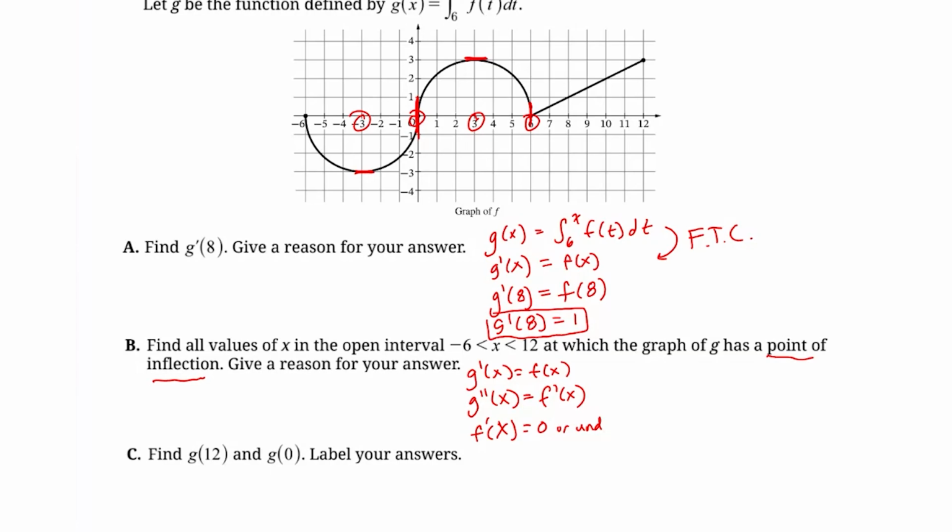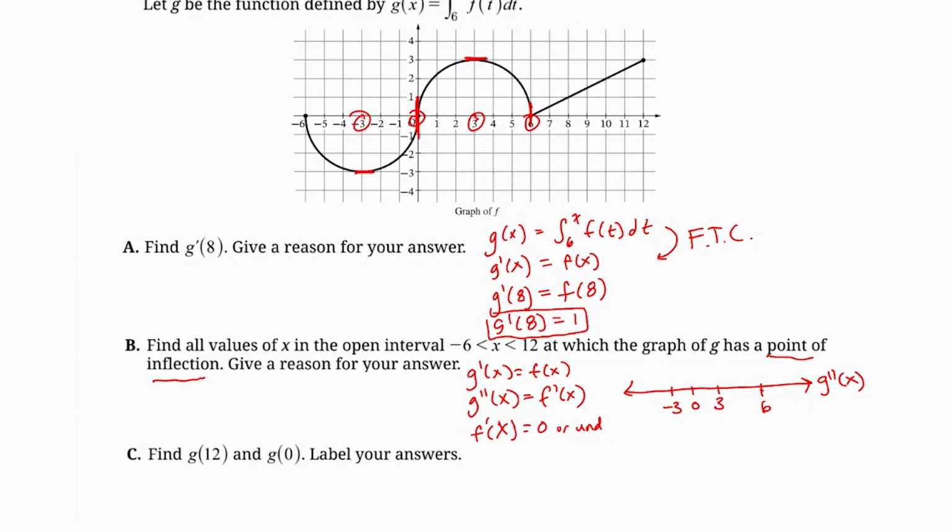And so let's see where that happens. So what I'm going to do is construct a number line chart for g double prime, which is the same as f prime, which we just established there. And I'm going to put a couple numbers on here, all these potential points of inflection: negative 3, 3, and 6. And 0. Let's not forget 0. And is that all of them? Negative 3, 0, 3, and 6. Yeah, I think we got them all.